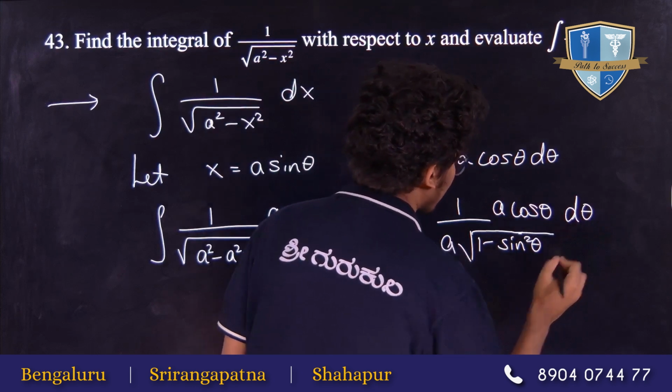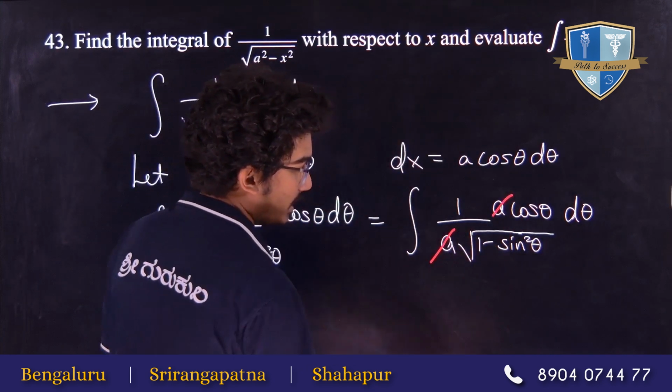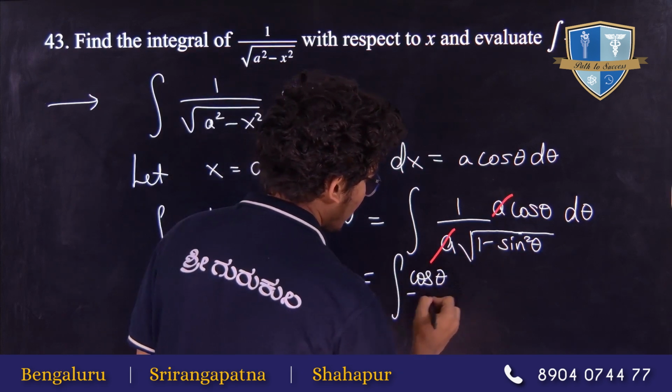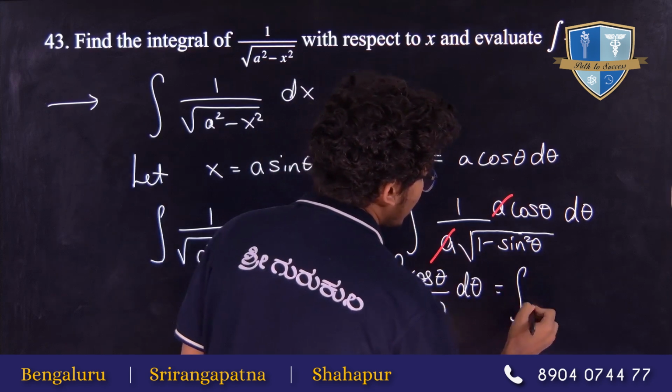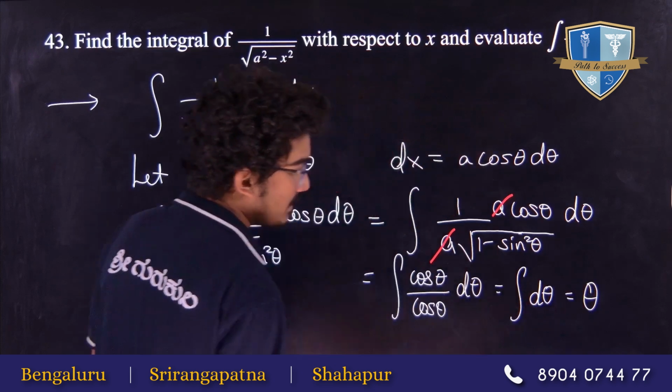So a and a will cancel out, and root of 1 minus sine square theta is again cos theta. This will become integration cos theta by cos theta d theta, which is equals to integration d theta. So this will be equals to theta, since integration of d theta is theta.